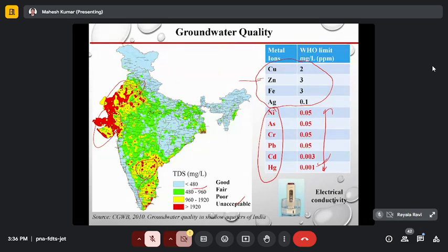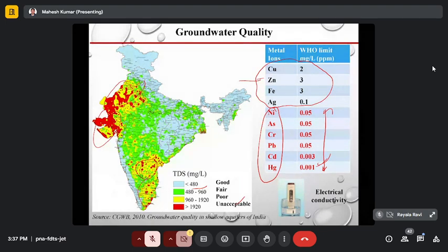So how to measure this, and how to make an online system? Currently in the laboratory, we can measure by using ICP-MS, a scientific instrument, but the cost is around 50-60 lakh rupees, and it is not possible to spend that everywhere.